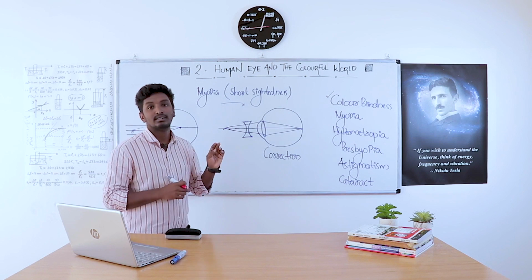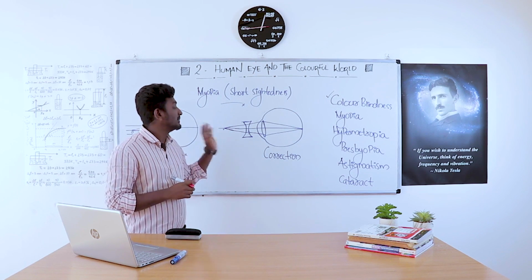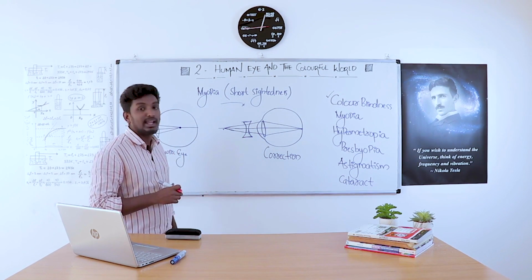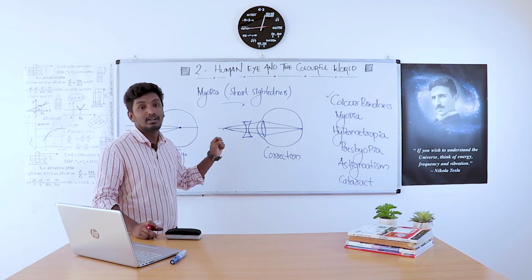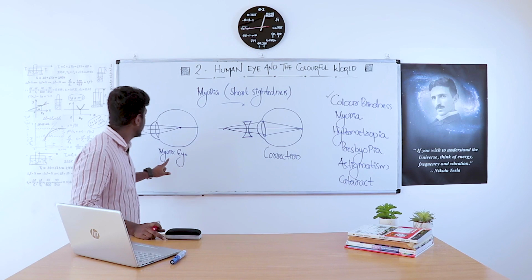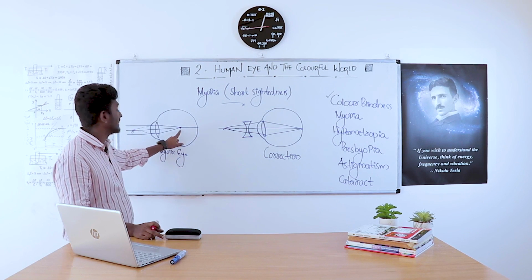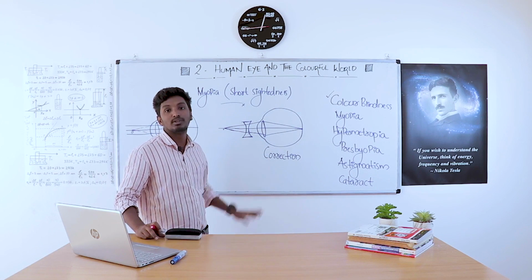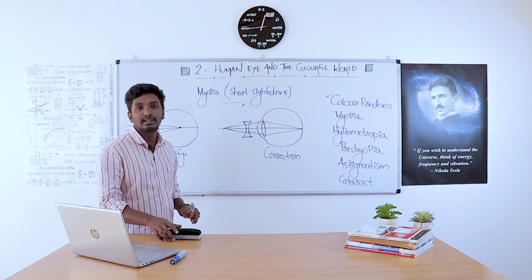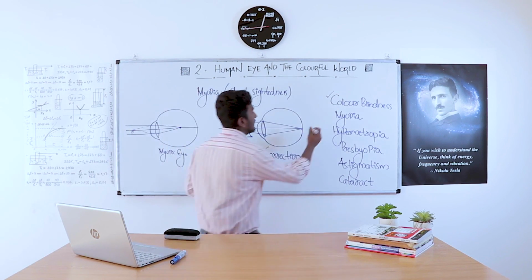Then how can it be corrected? By using a concave lens of suitable power, myopia can be corrected. This is the figure of a myopic eye where the image is formed in front of the retina. This is the correction. Now the image is formed on the retina. Clear? So we completed myopia.